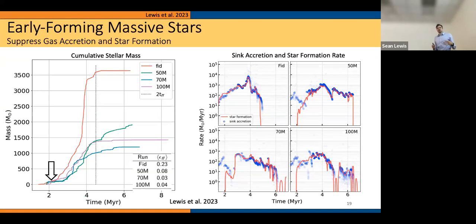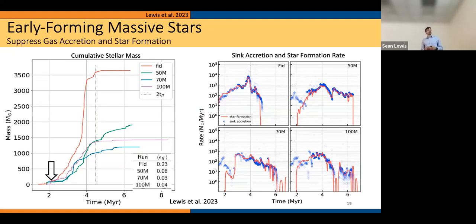Something else we can look at is the cumulative star formation within these simulations. On the left, we're looking at the total number of stars that form, and again I've marked where the early forming massive stars form, around about there. You see a pretty stark difference between the fiducial run, the red line, and the other 3 augmented simulations. The fiducial run is able to form 2 to 3 times more stellar material than the other runs.